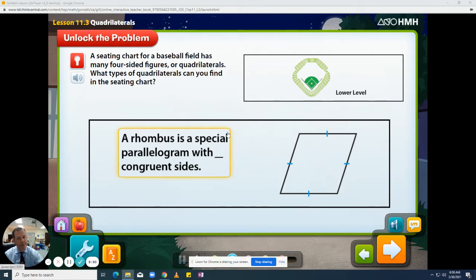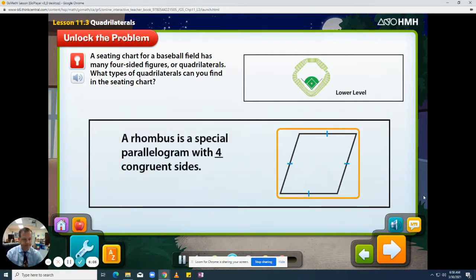The problem is you have to be able to take these 4-sided shapes and not just know the name, say what else they are. Some things are up to 4 things. They're going to have up to 4 names. All right, so let's keep going. A rhombus has 4 congruent sides.